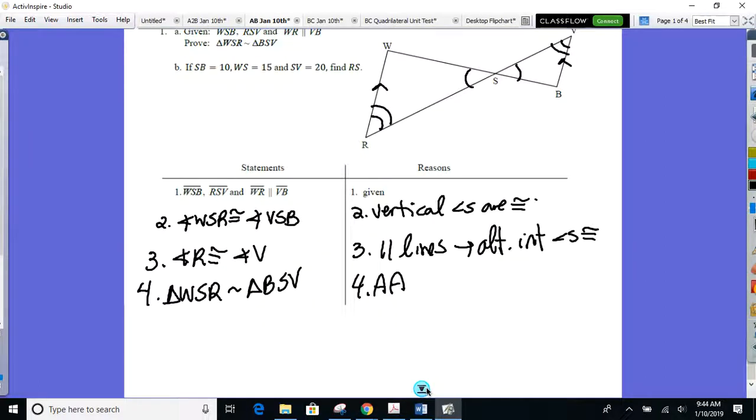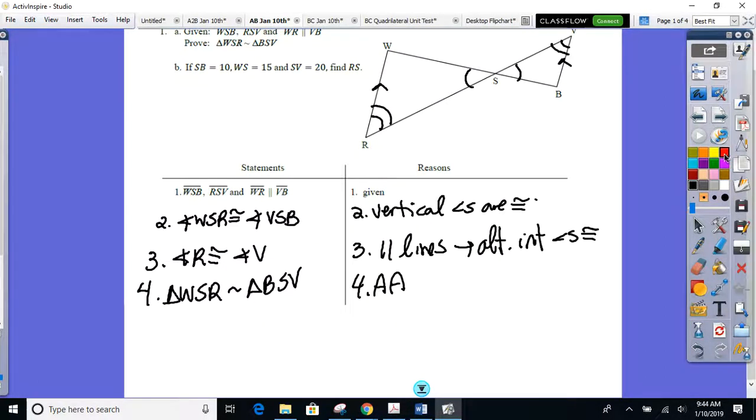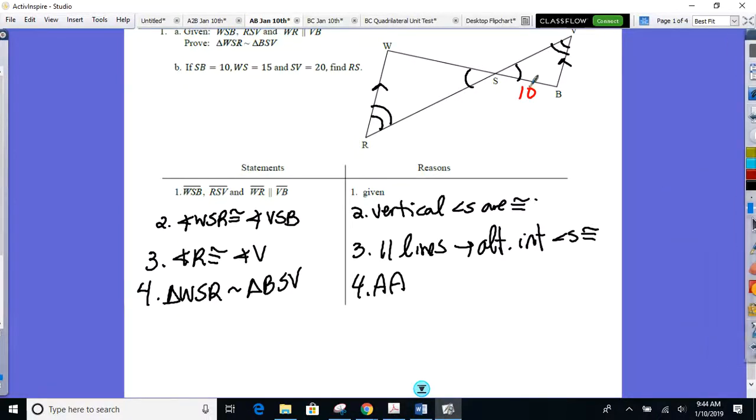It's not part of the statements reasons, but now I know they're similar. What do I know about their sides now? They're in the same ratio. Corresponding sides are in the same ratio. So SB is 10, WS is 15, SV is 20. What's the length of RS now?